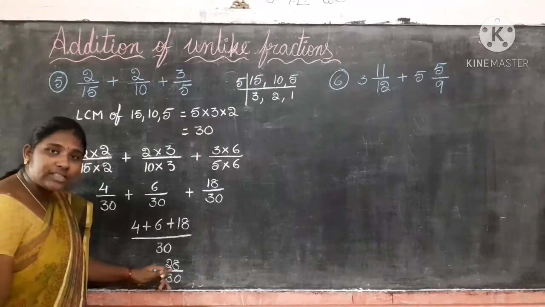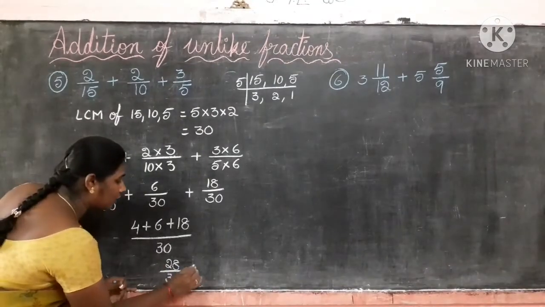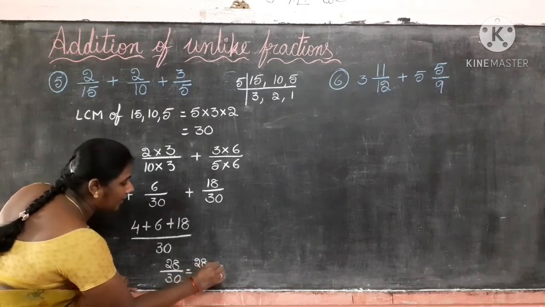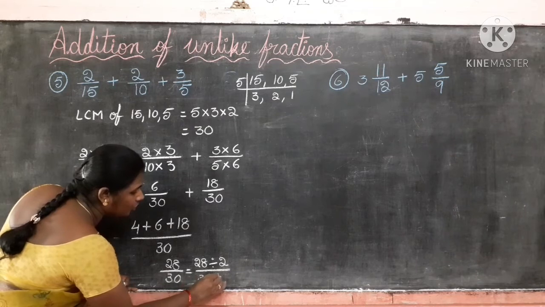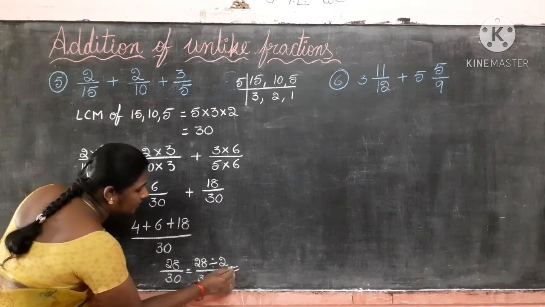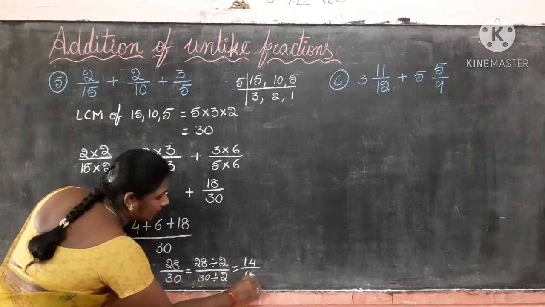Yes. Here it ends with 8, so it will come in 2 table. It ends with 0. So both do division with 2. 28 divided by 2, 30 divided by 2. So 2 table 28. 2 1s are 2, 2 4s are 8. 2 15s are 30.